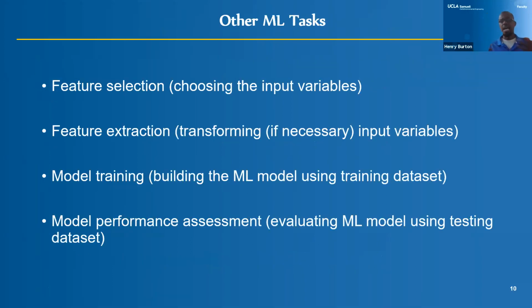There are some other subtasks that are involved in building a machine learning model. So feature selection, right? The features are your input variables, and I'll be using those terms interchangeably. One of the first tasks is figuring out which input variables you think would make good predictors, or would inform the prediction of your response variable or your output. In some cases, it might be necessary to do some transformation of those input variables.